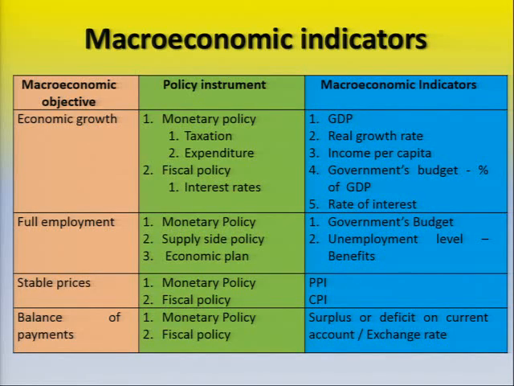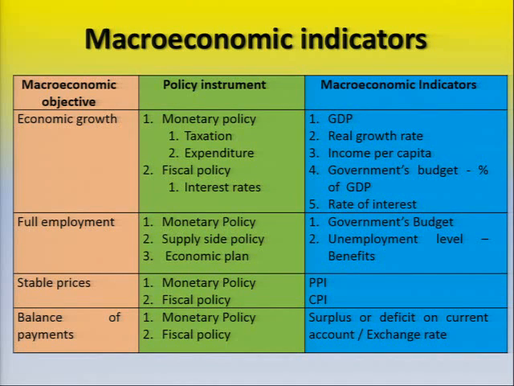Secondly, when the objective is full employment, meaning full utilization of factors of production. That's what we mean by full employment, full utilization of factors of production. The instruments that the government can use there: monetary policy, supply side policy, or economic plan. The effects we'll see will be shown by the indicators: the government's budget, unemployment levels, as well as the benefits.